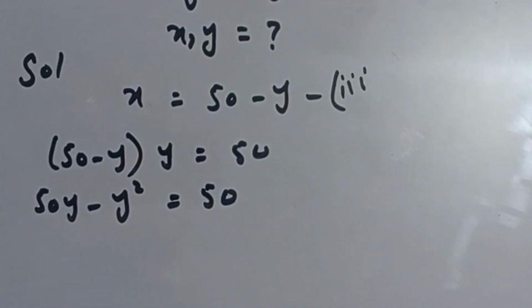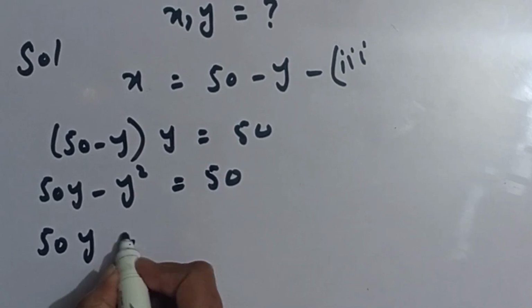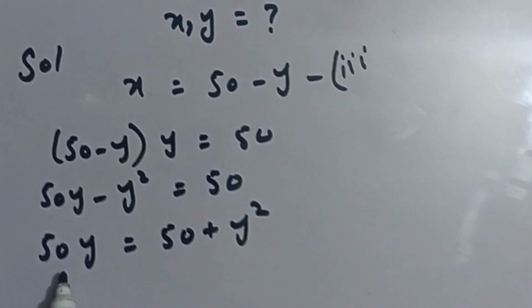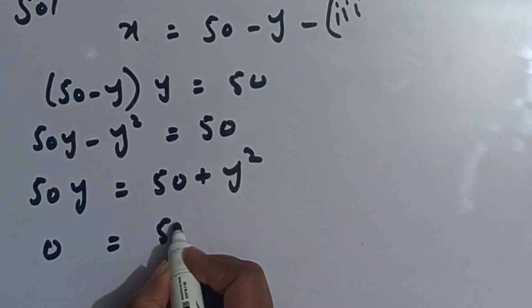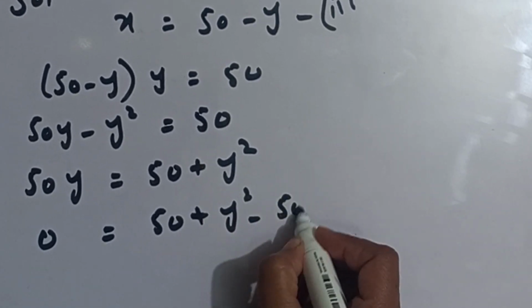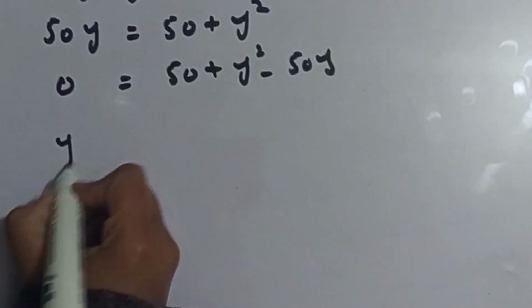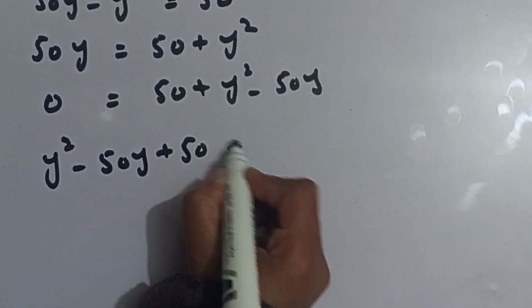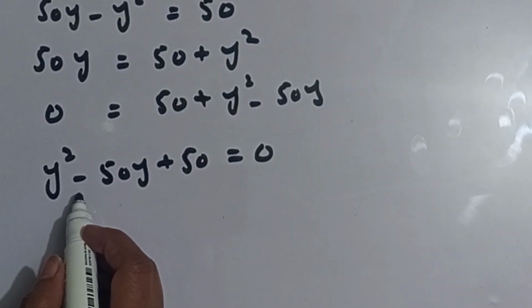Now in the next step, we add y square on both sides, then we get 50 times y is equal to 50 plus y square. And in the next step, we subtract 50 times y on both sides of this equation, then 0 is equal to 50 plus y square minus 50 times y. Now we rearrange this equation, we write this as y square minus 50 times y plus 50 is equal to 0. And this is a quadratic equation, so we use the quadratic formula to solve this equation.